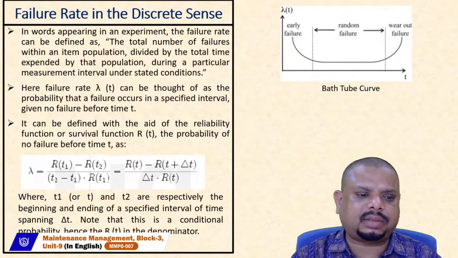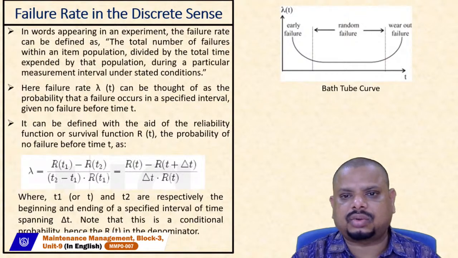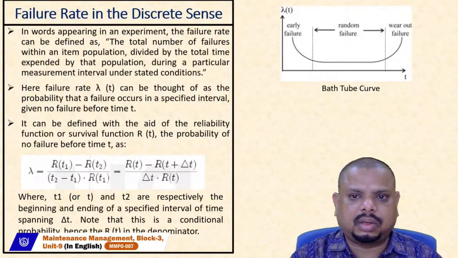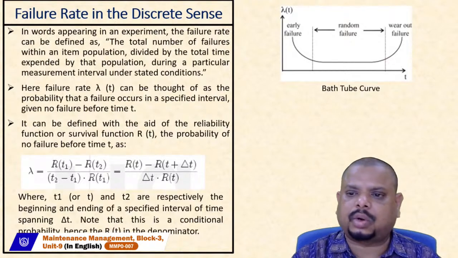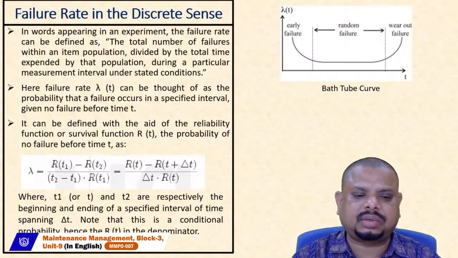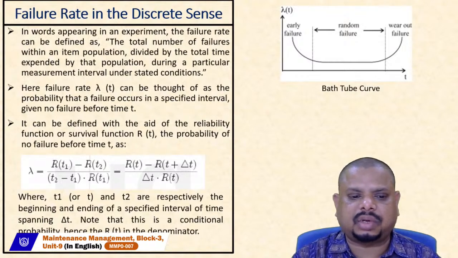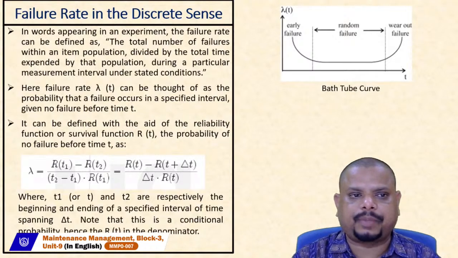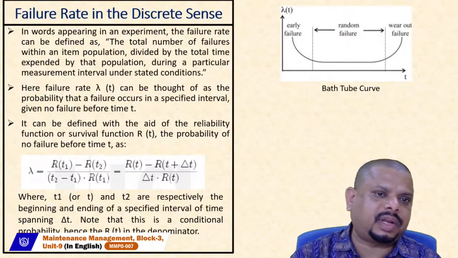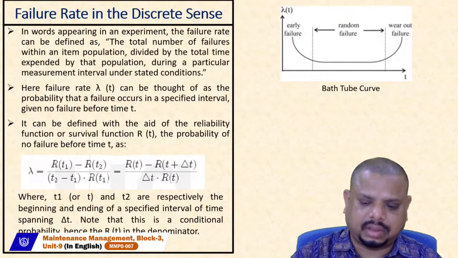So it is basically done to identify the probability of no failures with reference to early failures, random failures and wear out failures. And here lambda represents the failure rate and t stands for the time period or time interval, which is denoted as t1 and t2. So t1 stands for the initial time interval and t2 stands for the ending time interval, the specified interval of spanning, that is delta t. So this is the mathematical expression for failure rate in case of discrete cells.